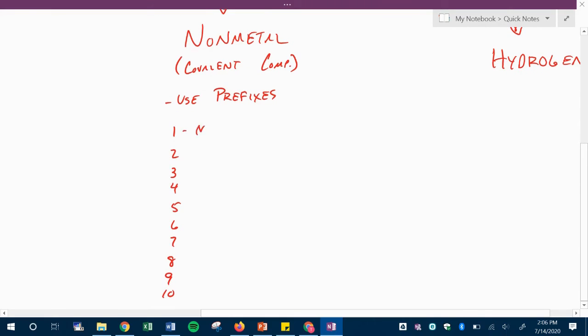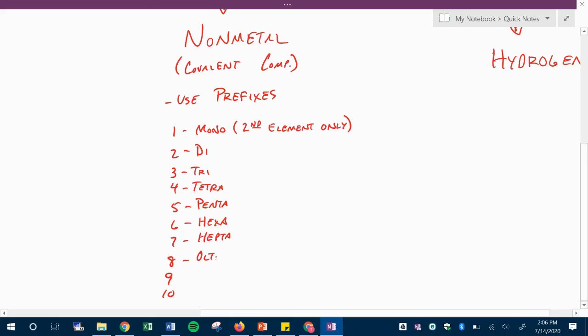And so 1 is mono. And remember, second element only. And then 2 is di. 3 is tri. 4 is tetra. 5 is penta. 6 is hexa. 7 is hepta. 8 octa. 9 nona. And 10 deca.